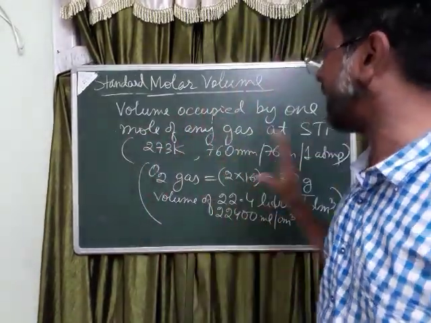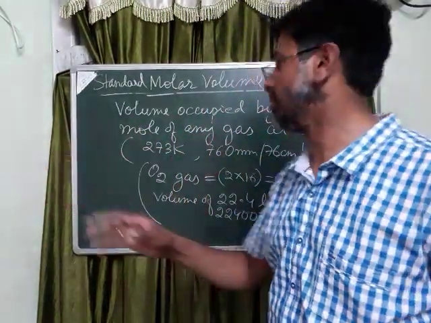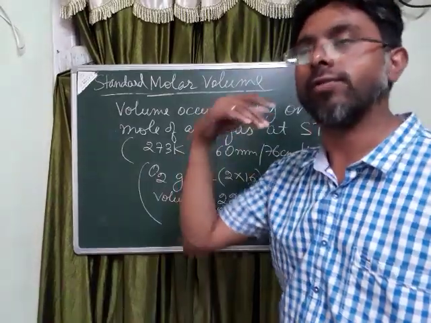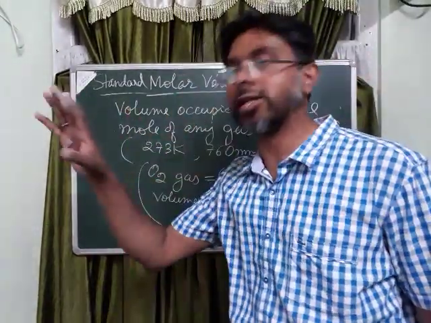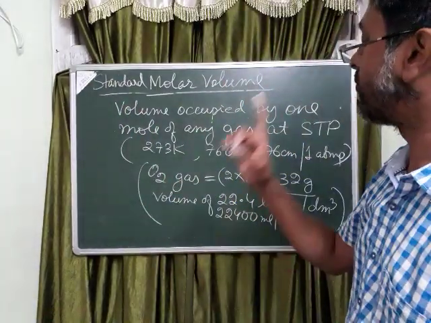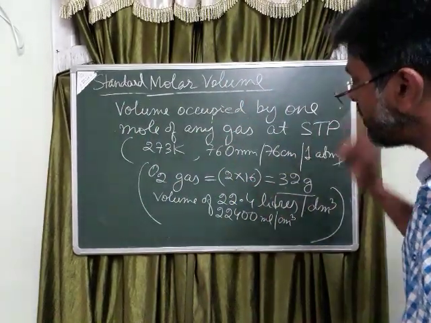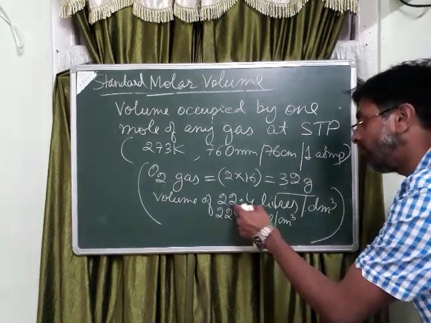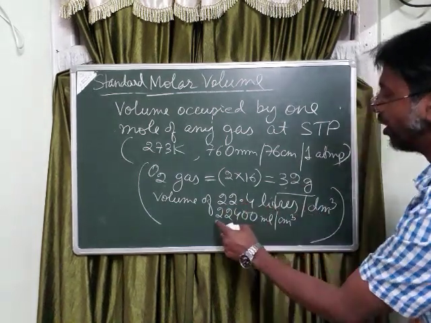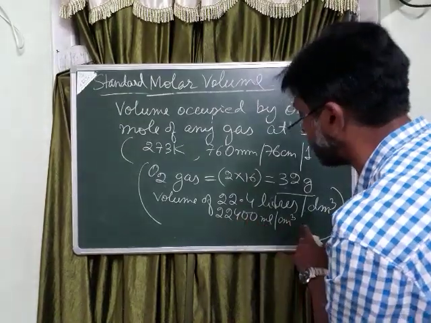Now, what is to be summarized over here? If I bring any gas, nitrogen or ammonia gas or sulfur dioxide gas or any other gas, if you bring 1 mole of any gas from anywhere, that 1 mole of gas at STP will always occupy this volume, either 22.4 liters or decimeter cube, or 22,400 milliliter or centimeter cube.